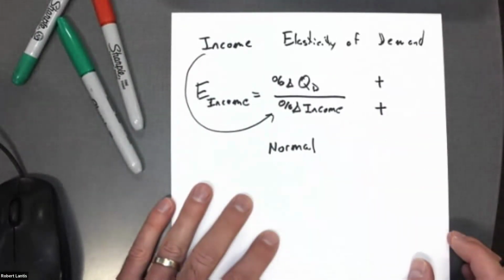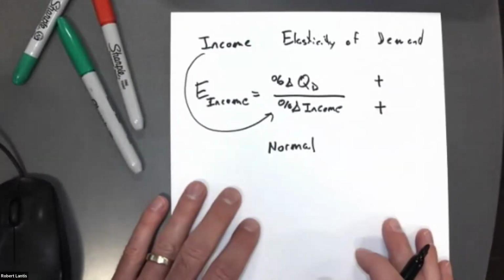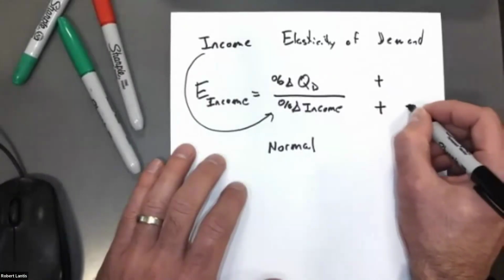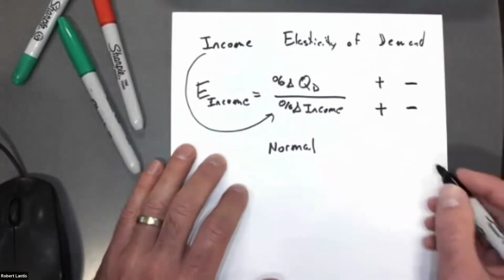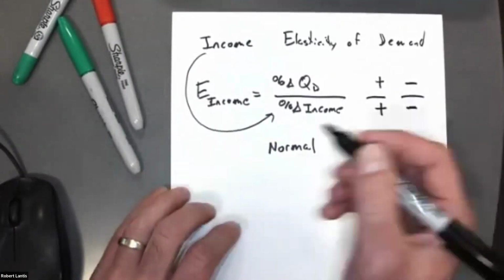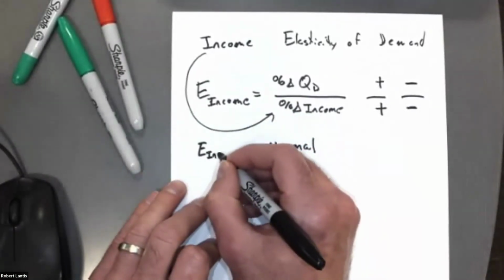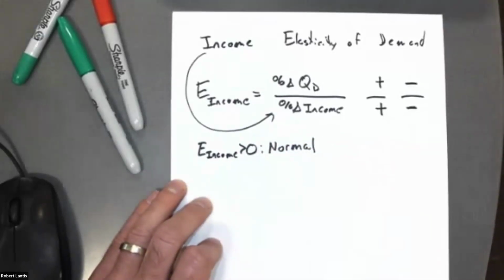We said that a couple classes ago. We've already talked about this. Same kind of idea: if my income goes down and I buy less of something, that would also reflect a normal good. Notice here, positive over positive, negative over negative. Anytime my income elasticity of demand is positive, I've got a normal good.